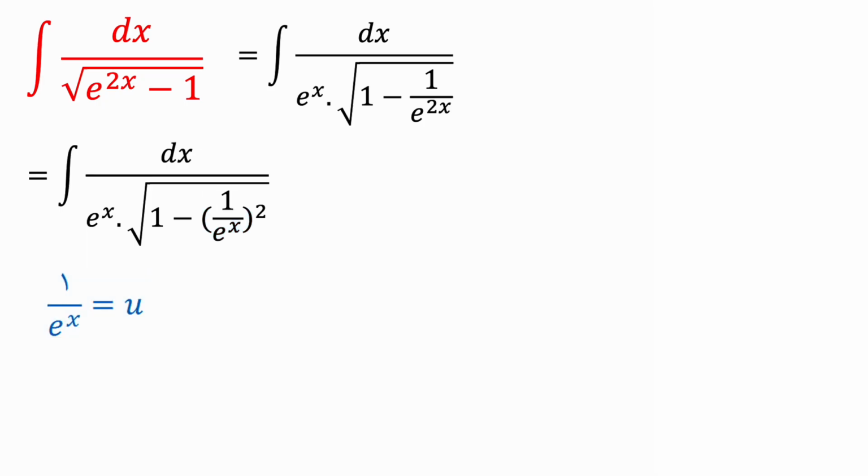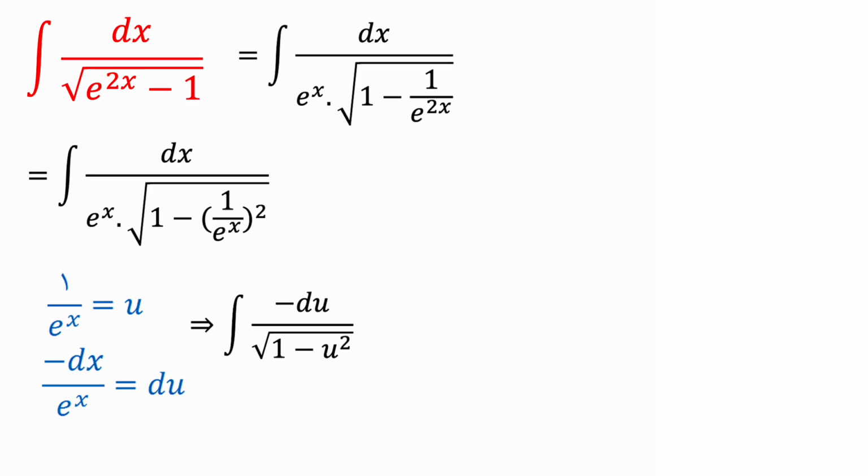Everyone knows the derivative of a fraction. I emphasize, if you do not remember it, please go and review it. We took the differential of 1 over e to the power of x, and it became negative 1 over e to the power of x dx. Now go ahead and substitute it. Negative du over the square root of 1 minus u squared. Remember, this integral becomes arcsine of u. Don't forget that negative sign.